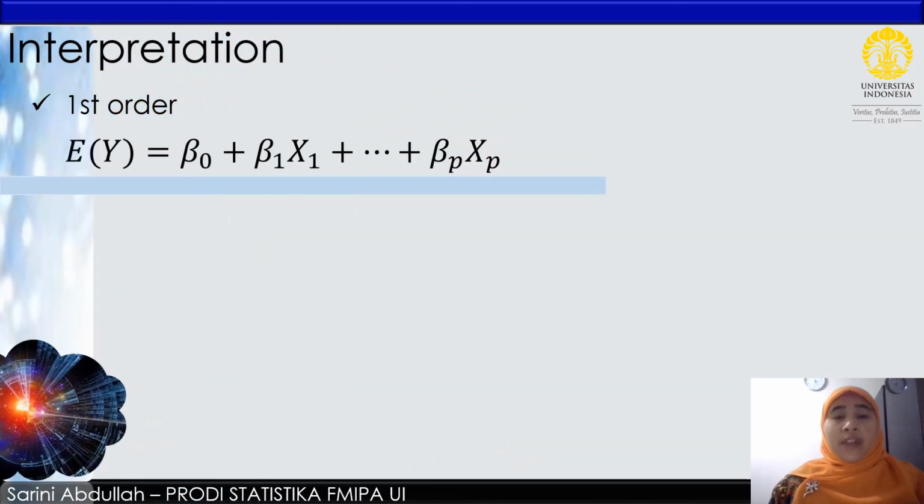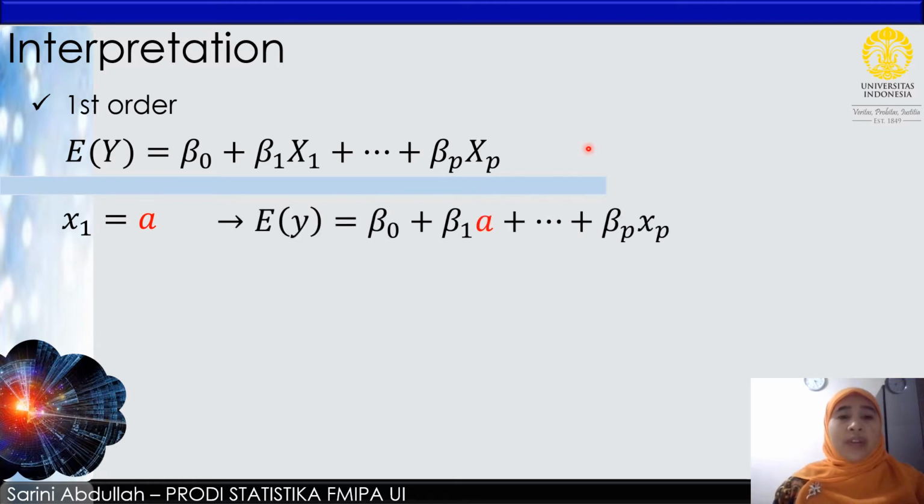Now let's have a look at how to do the interpretation of the contribution of each predictor in a multiple linear model. Let's look at the first order model here. To do the interpretation, let's say we want to see the contribution of x1 in explaining y. Then we try to substitute a certain value of x1. Let's say here we take the value of x1 equals a, where a can be any number. Then we substitute it into the equation, so we have something like this.